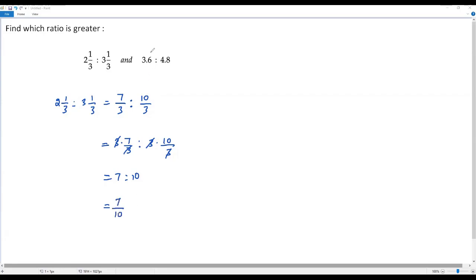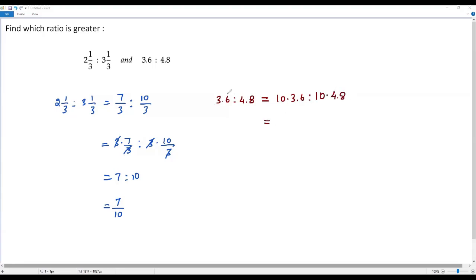Now let me do the same thing for the second ratio, 3.6 to 4.8. Let me write the given ratio as it is, that is 3.6 to 4.8. When I look at the terms of the ratio, both the terms are decimals. In both the terms, we have only one digit to the right of the decimal point. Now to clear the decimal point, I'm going to multiply both the terms of this ratio by 10. So that is 10 times 3.6 to 10 times 4.8.